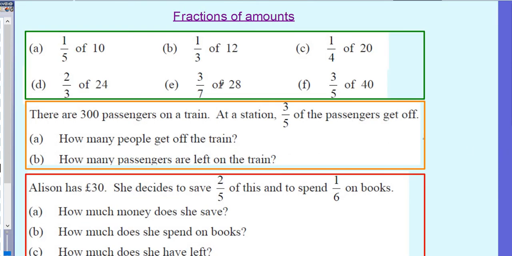Okay, here's some more questions on fractions of amounts. Some of these include words. Please pause the video and spend 10 to 15 minutes on these questions now for me.